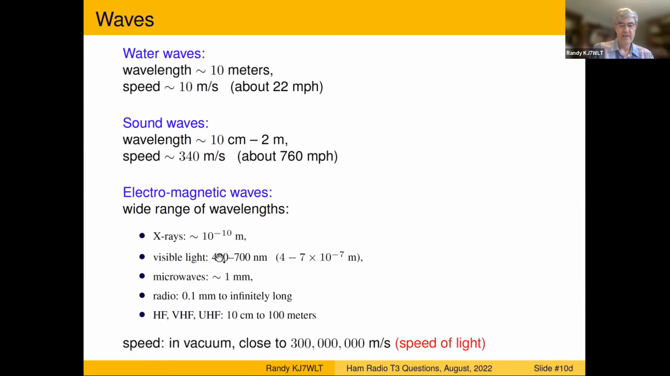And that is that in vacuum, the speed of light is 300 million meters per second. So instead of like 340 meters per second with sound waves, it's roughly a million times faster than that. And we call it the speed of light because light is an electromagnetic wave, just as radio waves are, and they're all governed by the same physics. So they all move at the same speed.